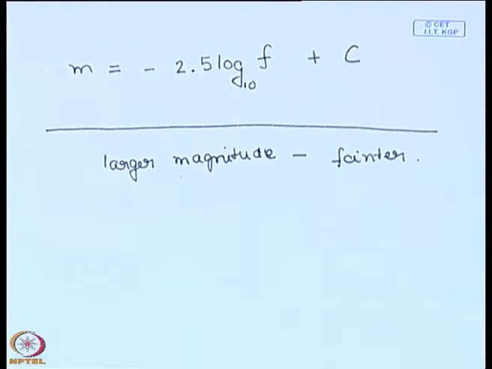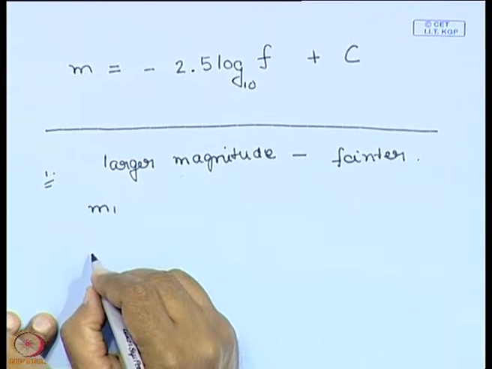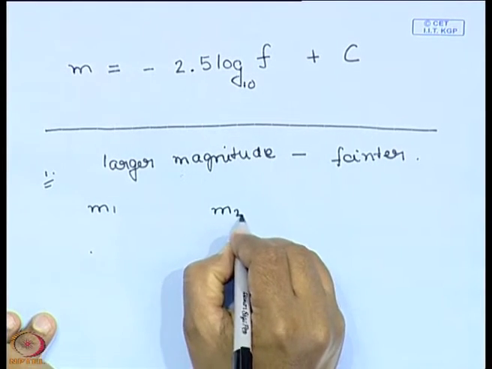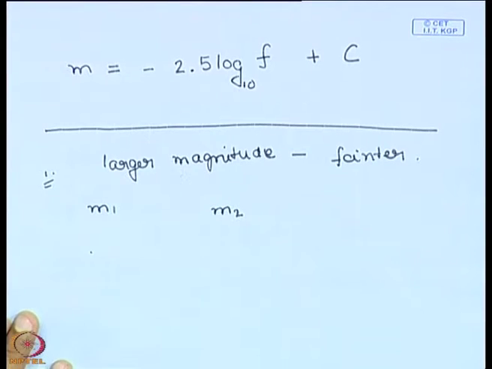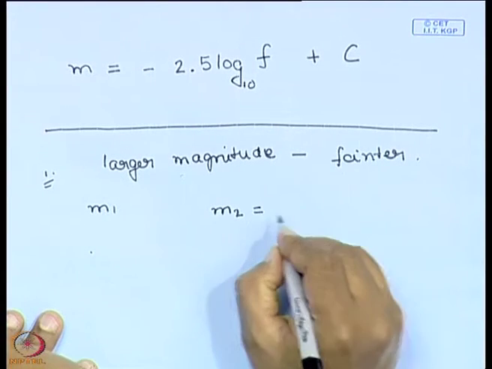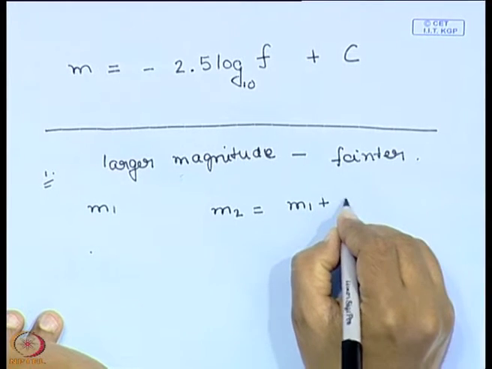So, the larger the magnitude, the fainter the object is, the lower the flux. That is the first thing. Second, let me ask you a question. Suppose I have 2 sources and the magnitude of these 2 sources differ by 5. So, I have M1, the first source, and let us say M2, the apparent magnitude of the second source, is M1 plus 5.